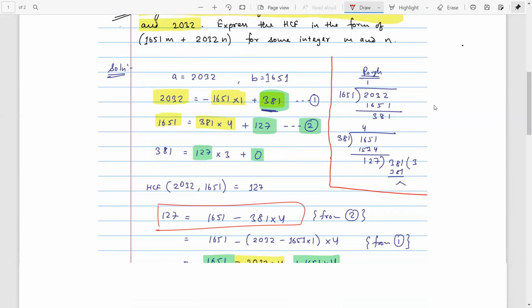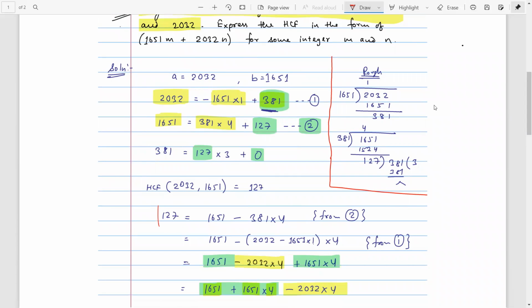Okay. See, so in this equation, in the first step itself, I have got 127 in the form of some number, 1651, but still my 2032 is missing. So how do I get that? There is this 381 from the first equation. Look at the first equation, there was a 381 here. This 381, can I exchange? I can put the value of 381.